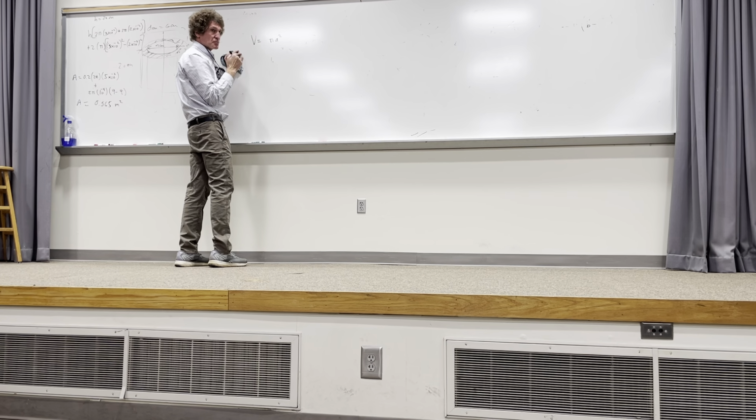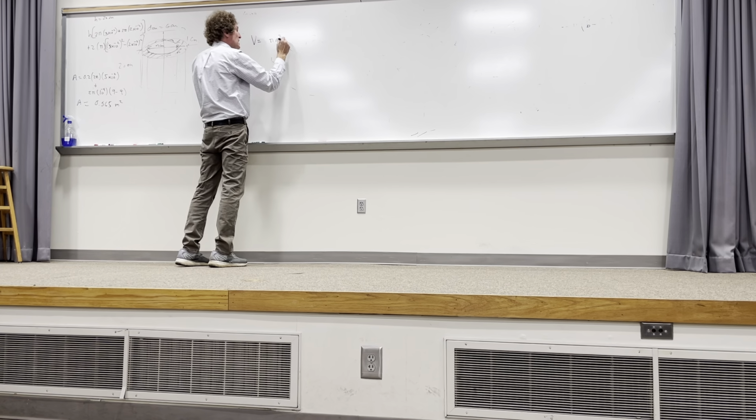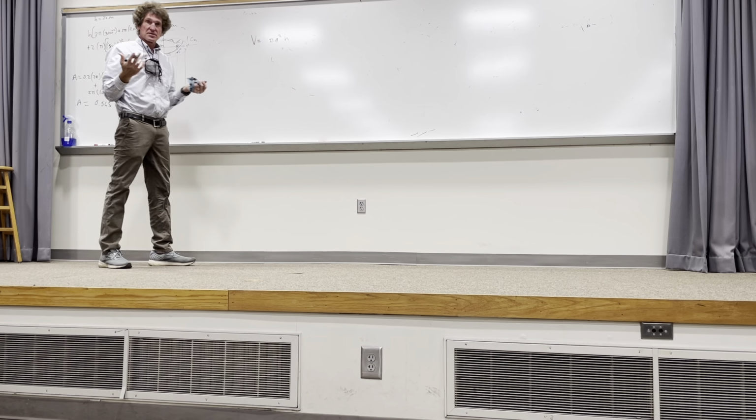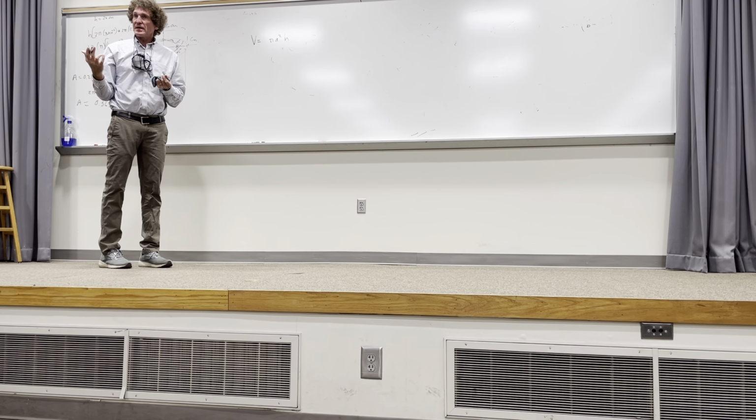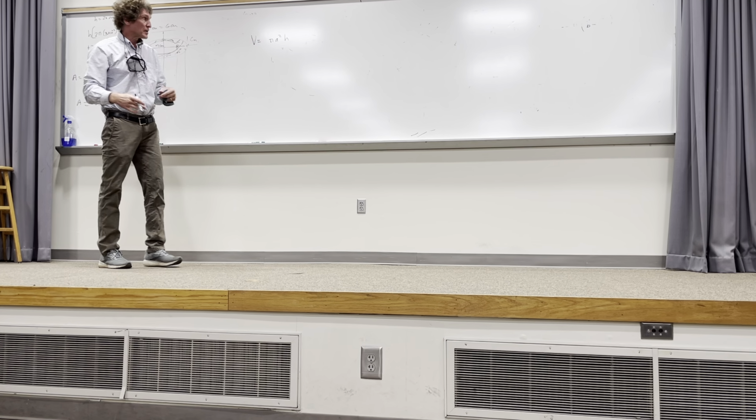This is just putting a general formula down, times height. That's volume for any cylinder. Do you all agree with that? Radius squared times pi is really the surface area of the circle, times the height would be the volume.